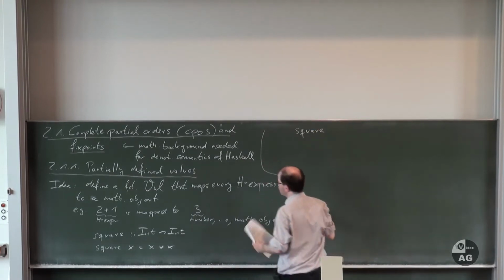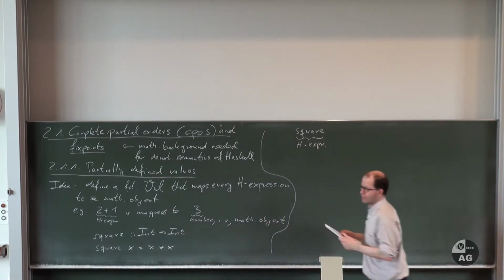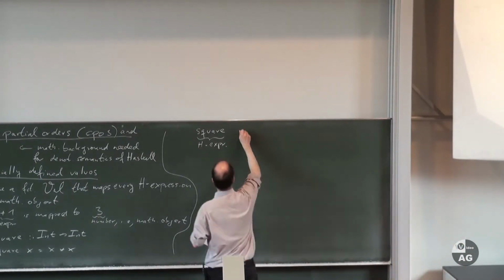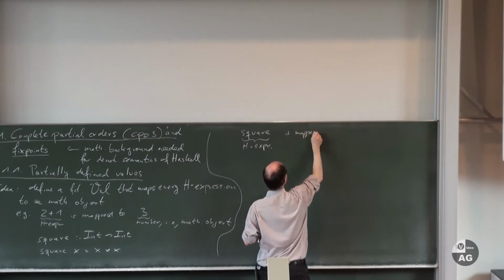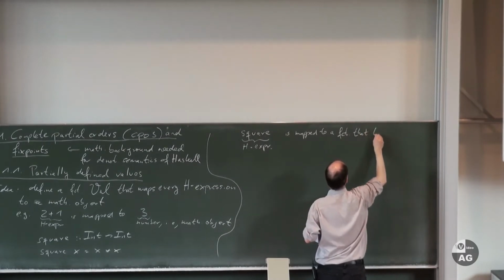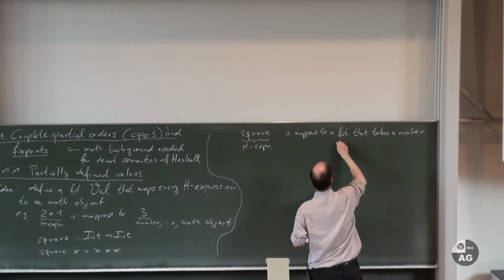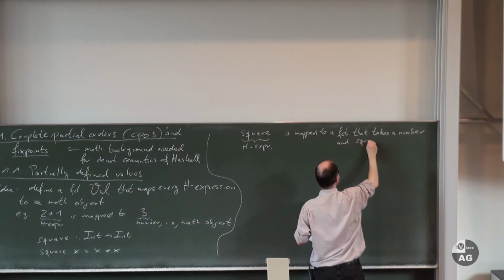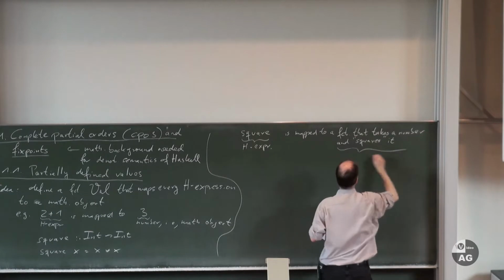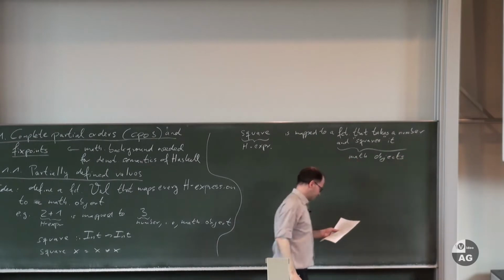So square, what should we map square to? Square is a Haskell expression. Well, this should be mapped to a function, namely the function that takes a number and squares it, so it computes its square. And this, of course, is a mathematical object. I mean, functions are something we are used to in mathematics.